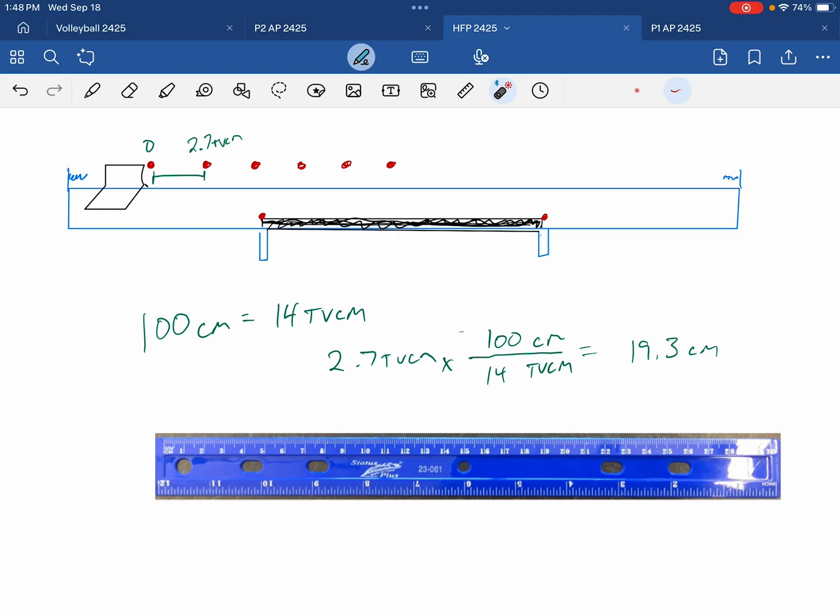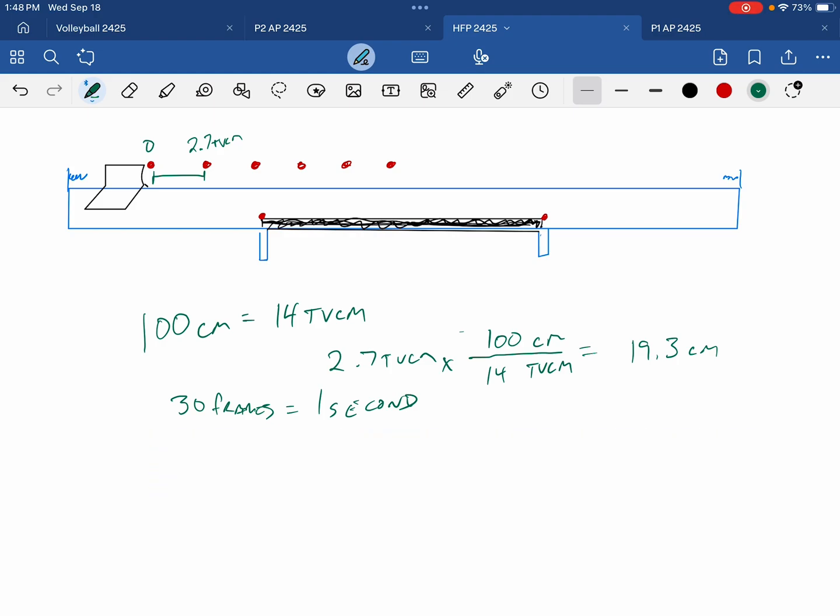Likewise, it's harder to show because we don't have a picture of it, but we had to convert time, and we shot in digital video, which is 30 frames equals 1 second. So let's say the time down here was 0 frames, and the time here was 3 frames. Okay, so let's convert that 3 frames into seconds.